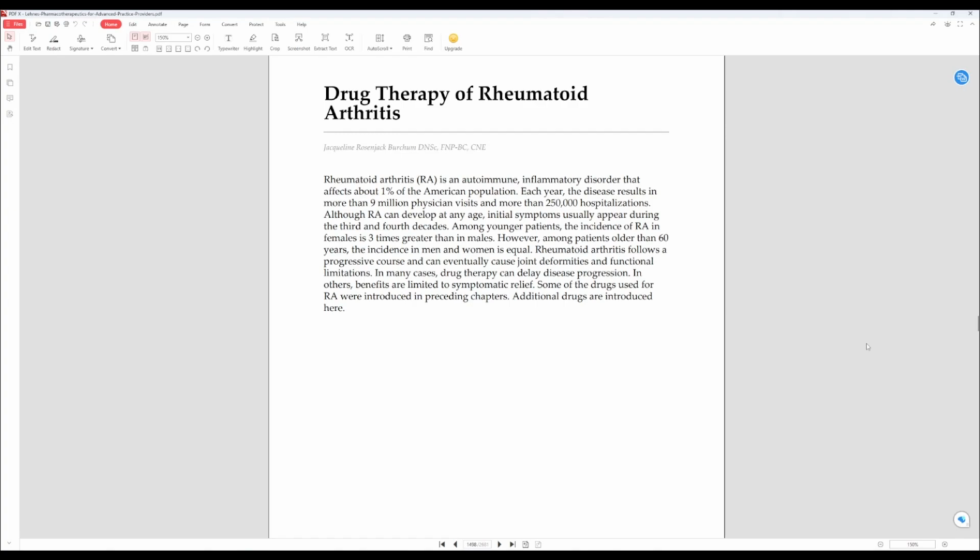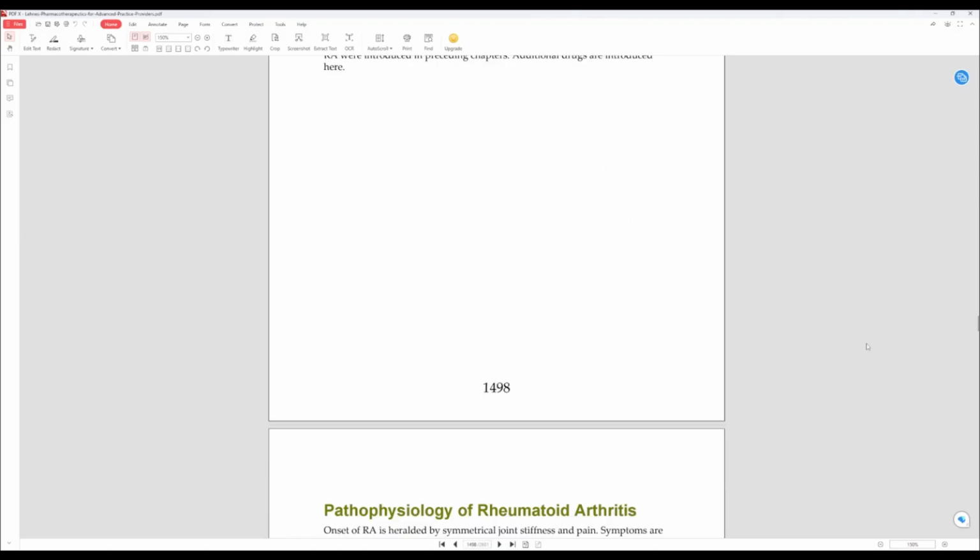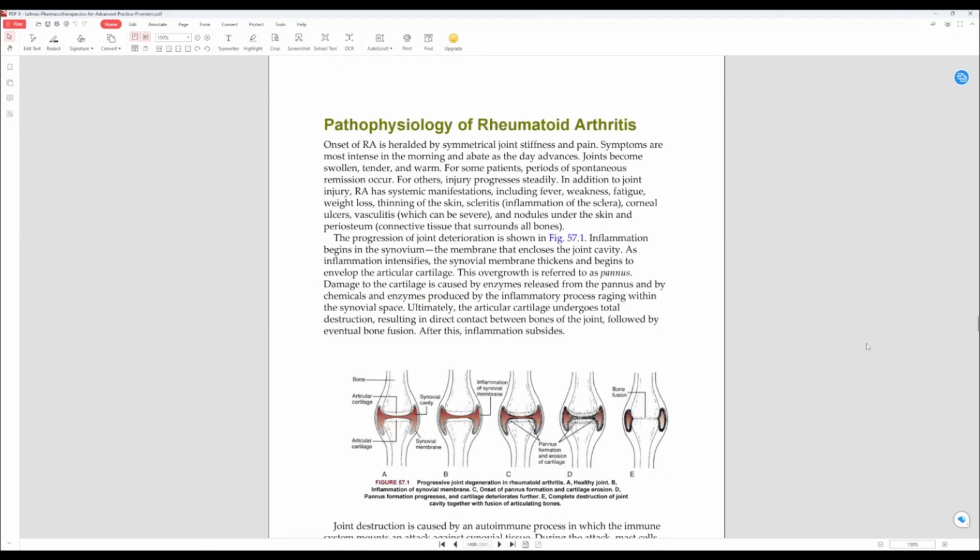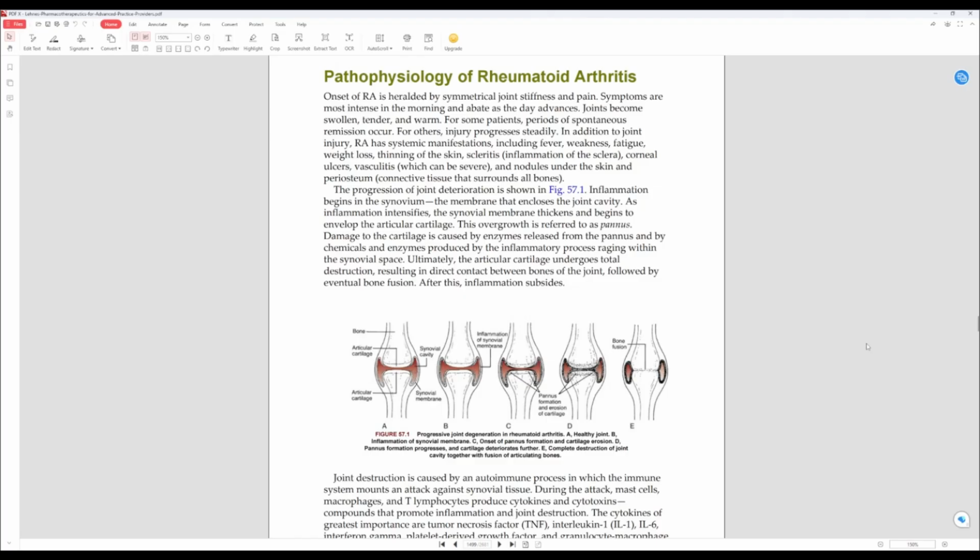In others, benefits are limited to symptomatic relief. Some of the drugs used for RA were introduced in preceding chapters. Additional drugs are introduced here. So, the pathophysiology of rheumatoid arthritis.